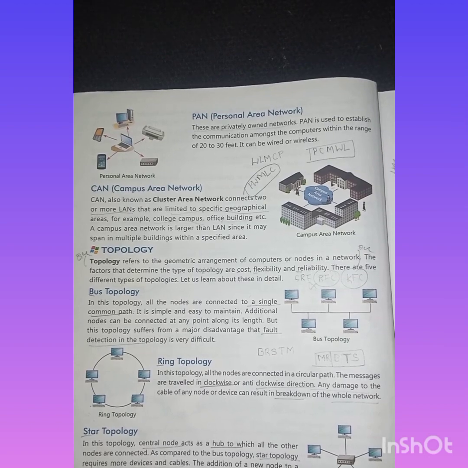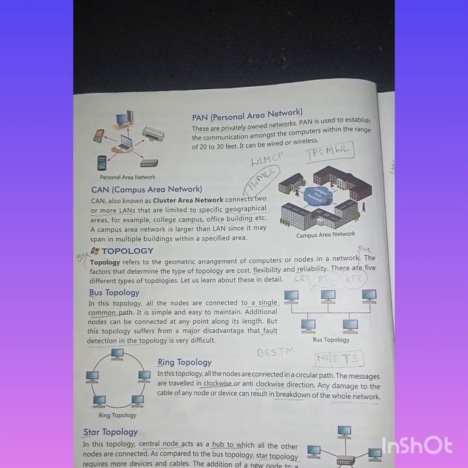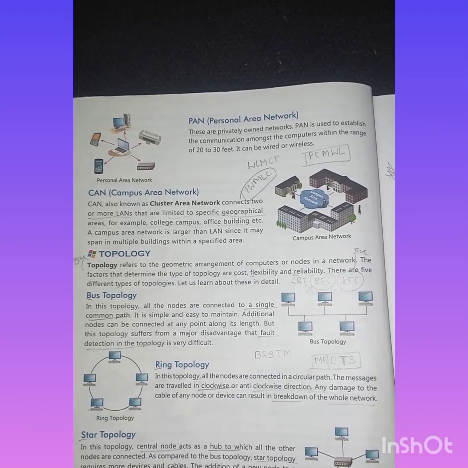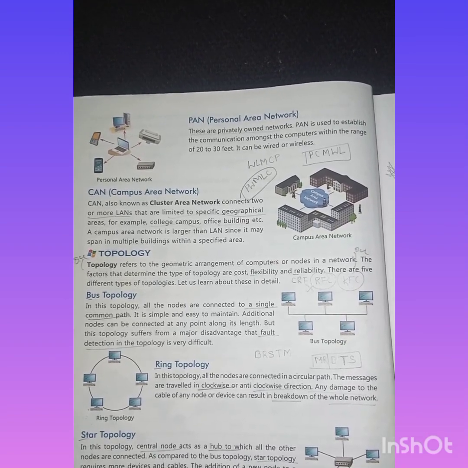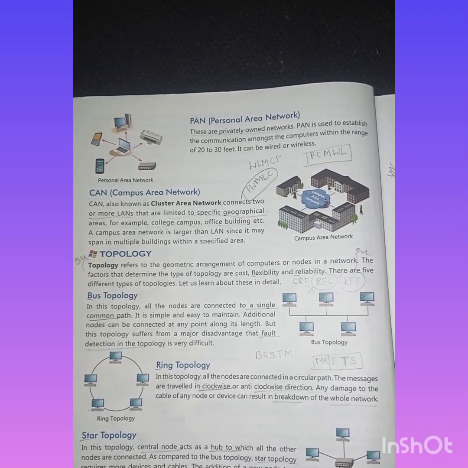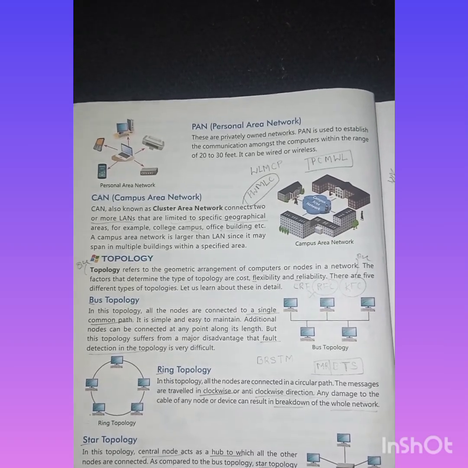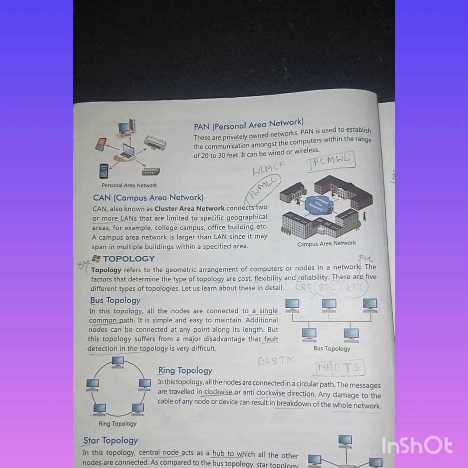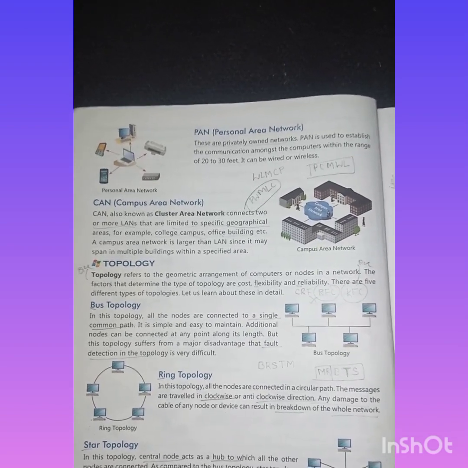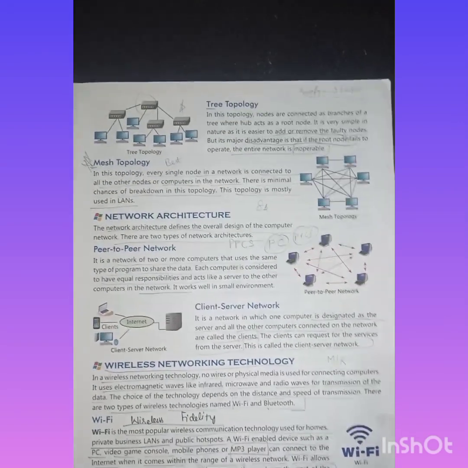Star topology. In this topology, the central node acts as a hub to which all other nodes are connected. As compared to bus topology, star topology requires more devices and cables. The addition of a new node to star topology is difficult as it involves a connection all the way to the central node.